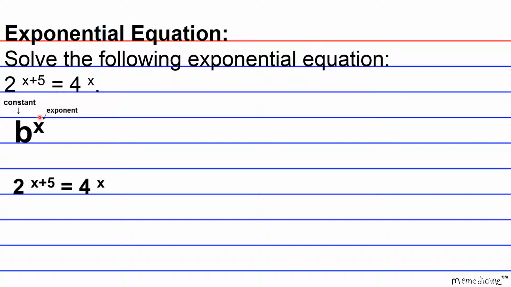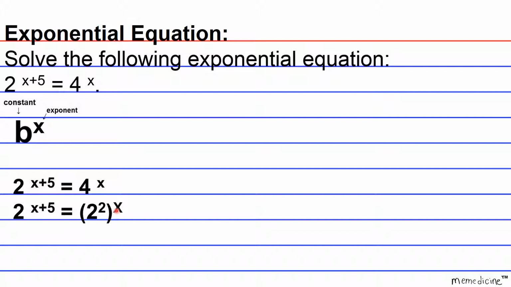So, all right, let's solve this bad boy. The first thing that we can do is take the constant or base 4 and change it into 2 squared. And the reason why we're doing this is so that we can have the same base or constant 2 on both sides of the equation, okay? So this then becomes 2 to the x plus 5 is equivalent to 2 squared raised to the x, okay?